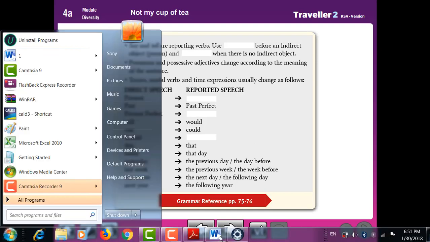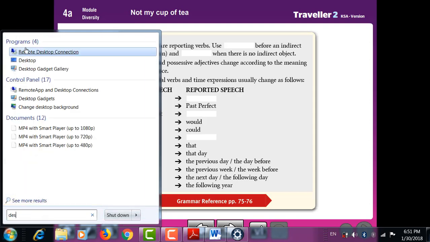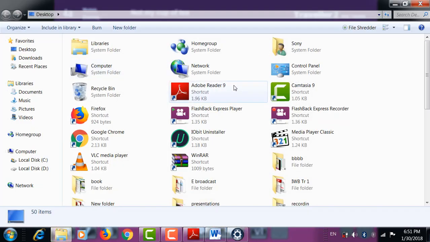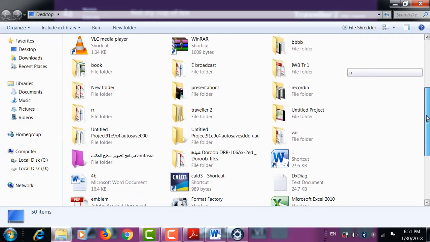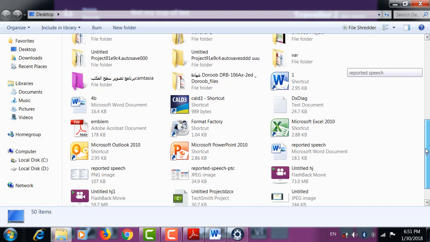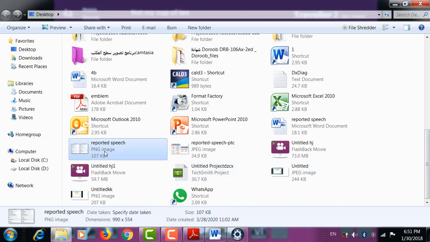Okay, here we have some pictures. Okay, I'll show them on the desktop. Yes, the pictures we have for the reported speech.